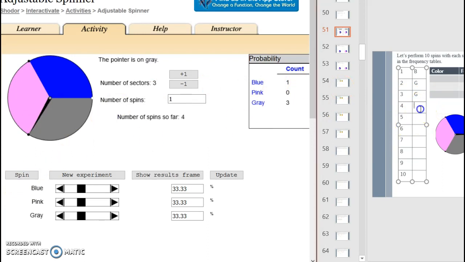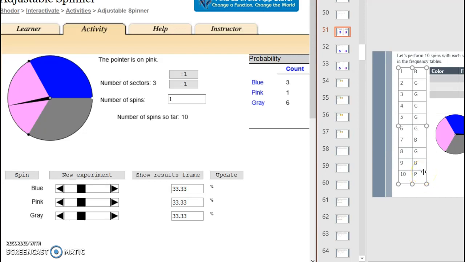It looks like they counted that as gray. And gray. Gray's kind of winning out here. Another gray. Oh, we got a blue. Funny, we haven't got a pink yet. Another gray. A blue. And a pink. Oops. And a pink is what we ended up with.